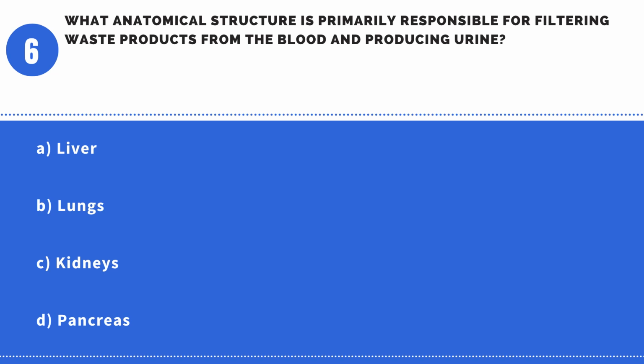Question 6. What anatomical structure is primarily responsible for filtering waste products from the blood and producing urine? A. Liver. B. Lungs. C. Kidneys. D. Pancreas.